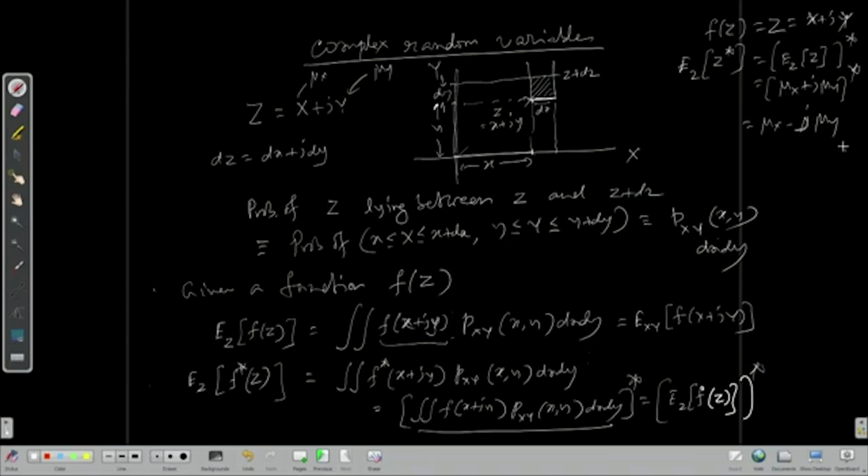So I stop here, and we will build upon these complex random variables, and in particular we will consider complex covariances and complex covariance matrices in the next class. Thank you very much.